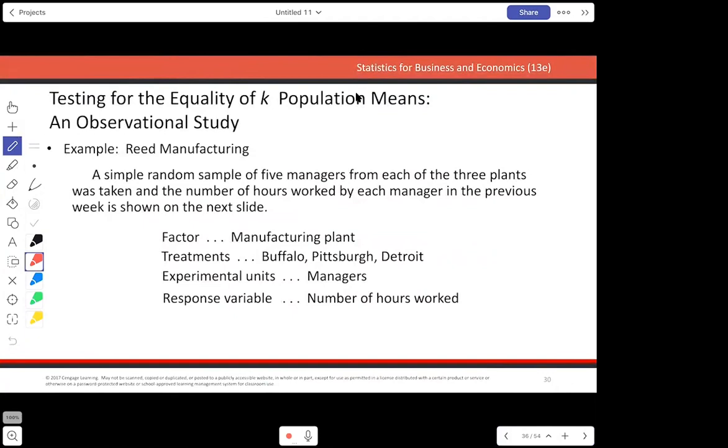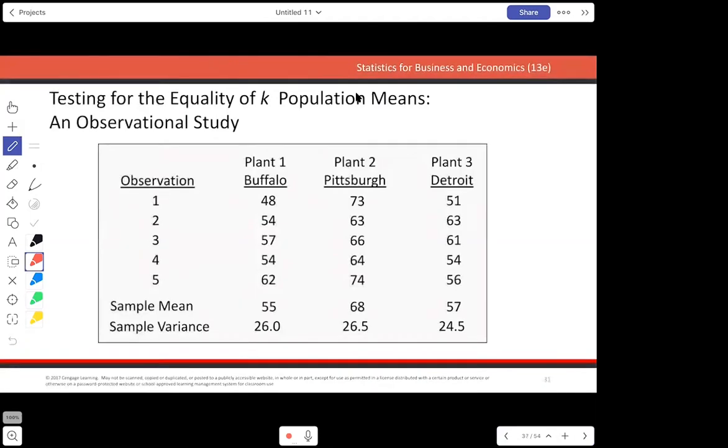And what's the response variable? What is it that we're measuring from them? The number of hours worked. So that's what we're measuring from them. The data that we have is, the 5 managers gave us for the Buffalo plant, 48, 54, 57, 54, 62, etc. Pittsburgh, we see the values 73, 63, 66. For Detroit, 51, 63, 61, 54. The idea is, do those managers work the same average number of hours, or are they different?